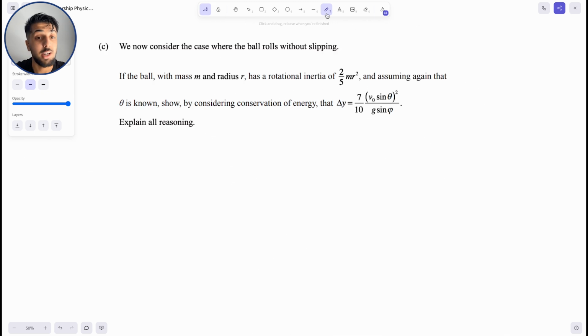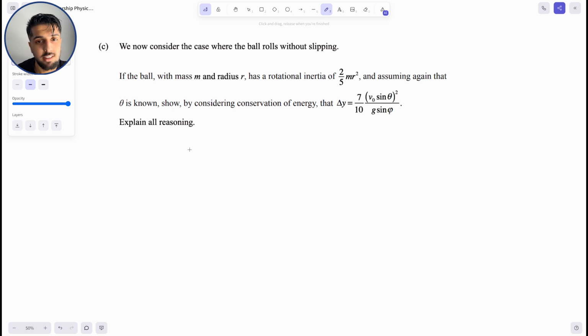Sweet as. Now consider the case where the ball rolls without slipping. If the ball with mass m and radius r has a rotational inertia of 2 over 5 mr squared, and assuming again that theta is known, show by conservation of energy that delta y is equal to that equation there.